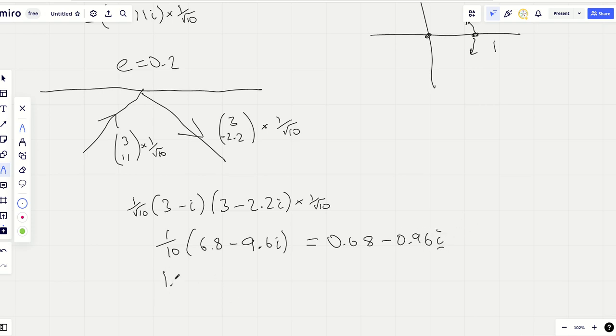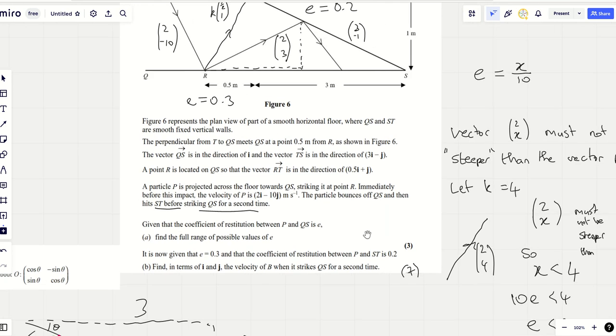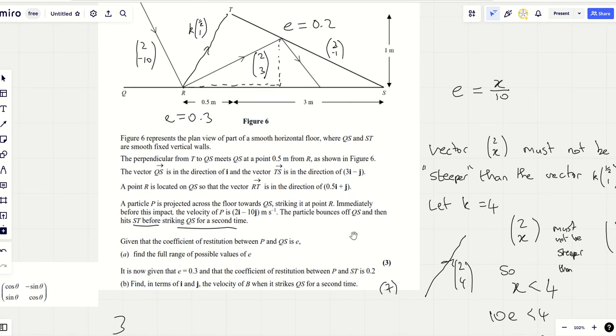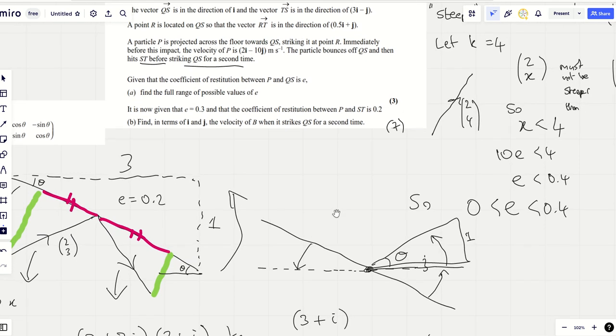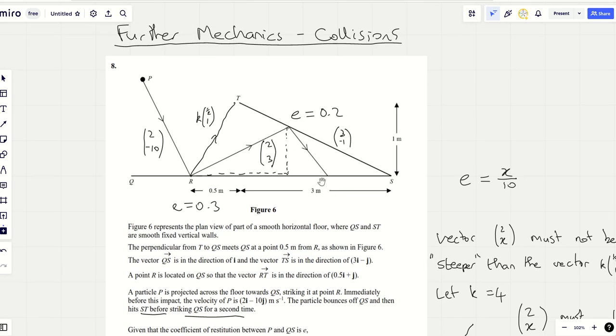And so in vector form, our foray into the world of complex numbers is over. We can write this as (0.68, minus 0.96) for our, what are they calling it, v2 or v or something like that, I can't remember. But I think that's the right answer, yeah? Now you're thinking, shut up about the complex numbers, I'm doing mechanics, why are you still going on about this? I like it, I'm sorry, I like it. Yeah. Now, there we go. That's the velocity of B when it strikes QS for the second time, because it's just coming down there.